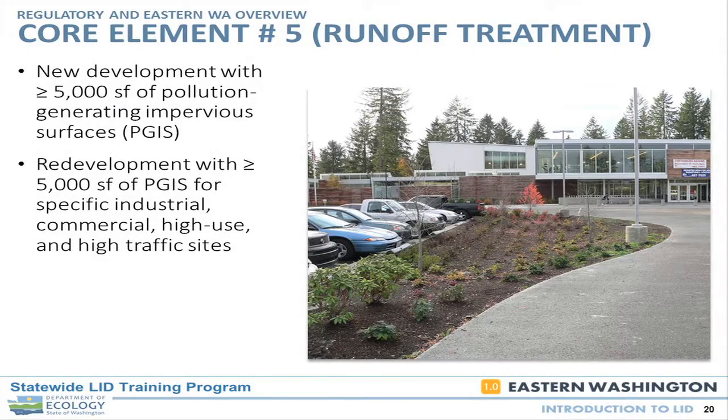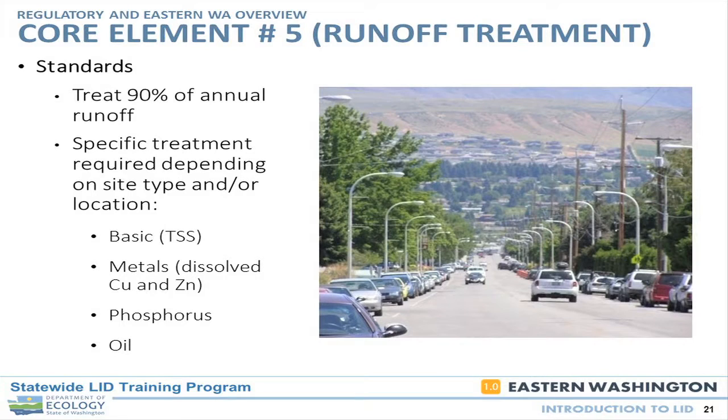Threshold is if you have a new development that's greater than or equal to 5,000 square feet of pollution generating impervious surface, then core element number 5 comes into play, and it triggers this core element. As well as redevelopment with greater than or equal to 5,000 square feet of pollution generating impervious surface for specific industrial, commercial, high use, and high traffic sites. So what does this mean actually on the ground?